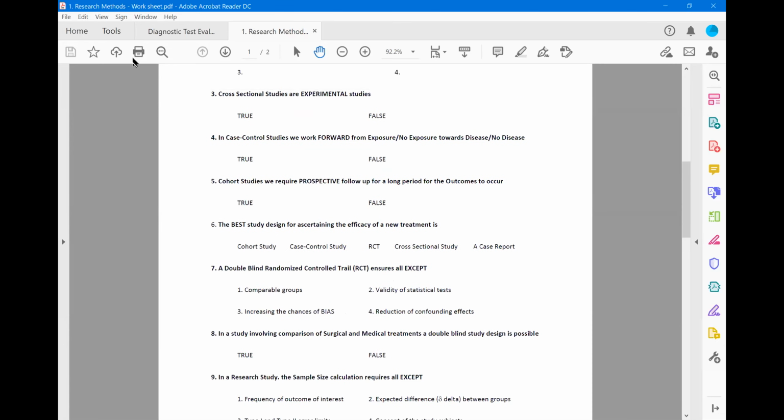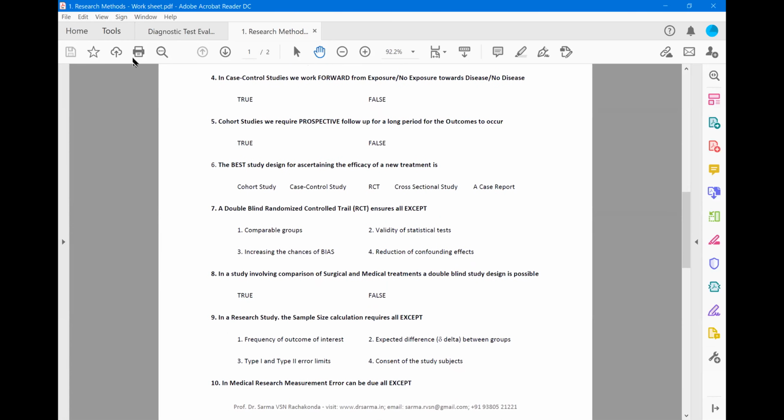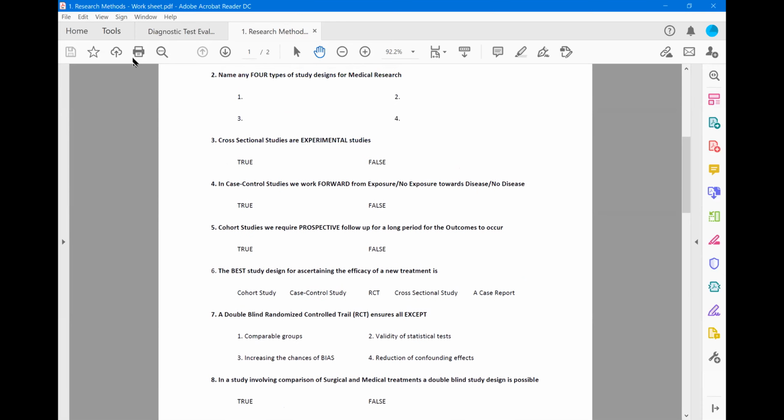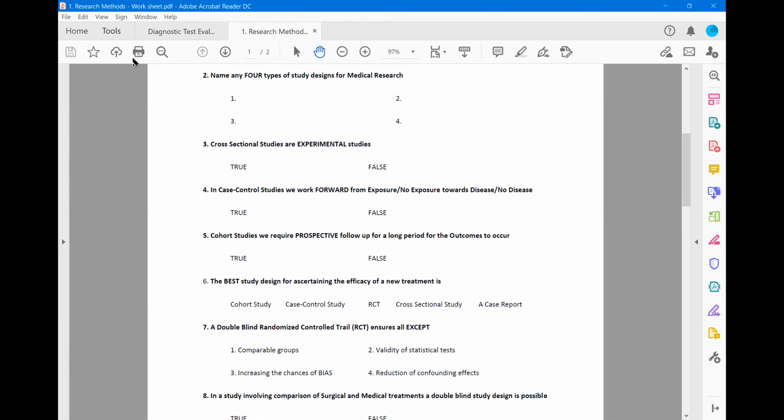Up to 8 only you answer. Up to question number 8. 9 and 10 also are not covered. Sample size and medical research measurement are not covered. Only answer questions up to 8. 1 to 8 only.